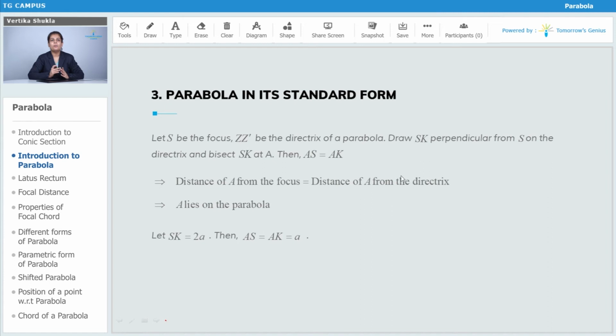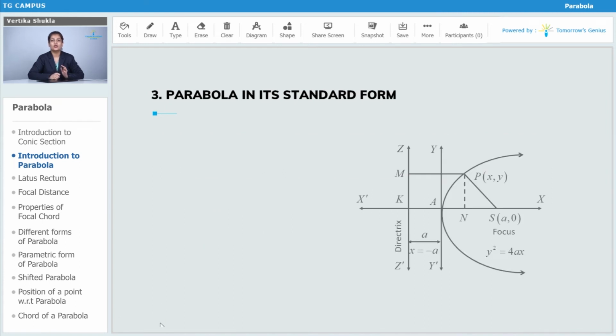Let us see how a parabola looks in its standard form. So basically this is how a parabola looks in its standard form. I will explain to you the construction of this parabola. The line Y'Y that you can see is basically your y-axis, and the line XX' that you can see is basically your x-axis.